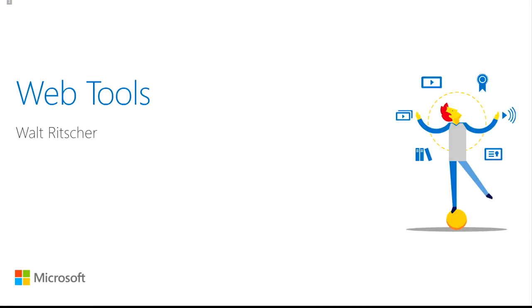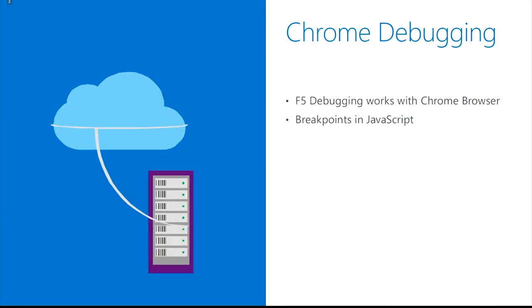First thing I want to look at is some of the web tools. There's two improvements that I want to touch on. One is the Chrome debugging. This allows you to use the F5 debugging tools in Visual Studio and launch Chrome and then attach a debugger to Chrome and debug your JavaScript. And you can put your breakpoints in your JavaScript code.